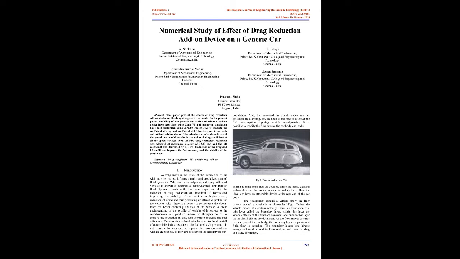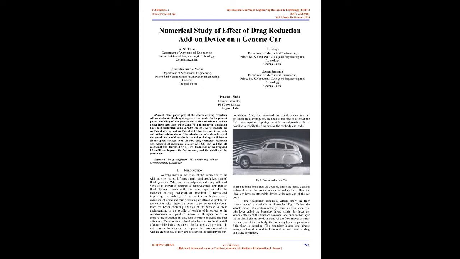Introduction. Aerodynamics is the study of the interaction of air with moving bodies. It forms a major and specialized part of fluid dynamics, whereas the aerodynamics dealing with road vehicles is known as automotive aerodynamics. This part of fluid dynamics deals with the main objectives like the reduction of drag, reduction of undesired lift forces, improving the stability of the vehicle at higher speed, reduction of noise, and thus producing an attractive profile for the vehicle. Also, there is a necessity to increase the downforce for better cornering abilities of the vehicle.